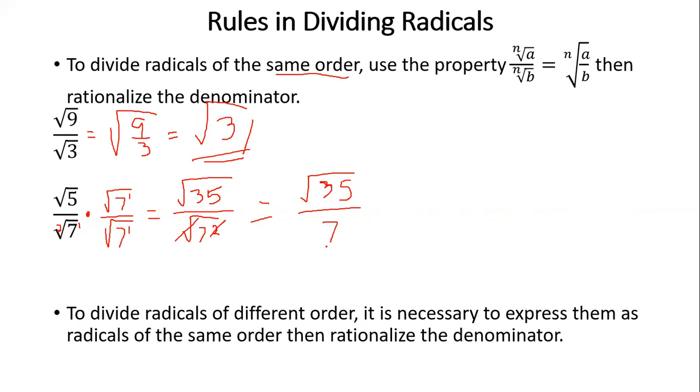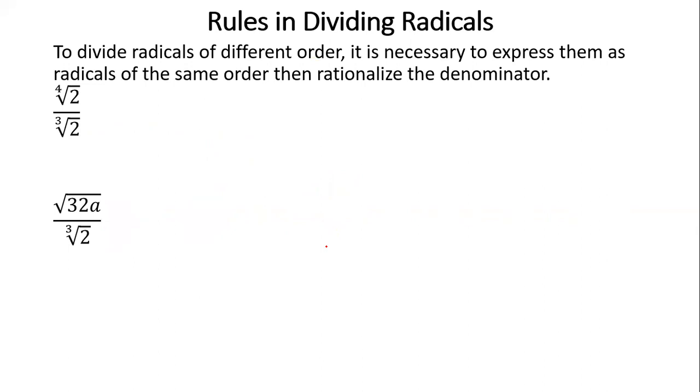So, next one. To divide radicals of different order, it is necessary to express them as radicals of the same order, then rationalize the denominator. So, ito na. Magkaiba pong radical, magkaiba pong order, magkaiba po yung index. So, gaya po ng ginawa natin sa multiplication, we obtain the least common multiple of those indices. So the least common multiple of 4 and 3 is 12. So 12. Ayan. 12th root.